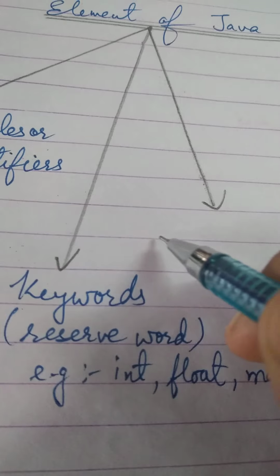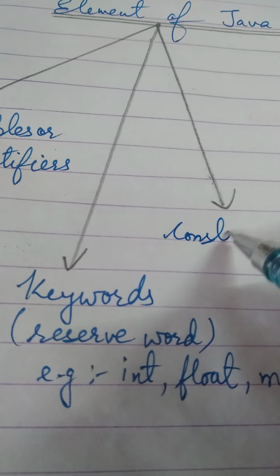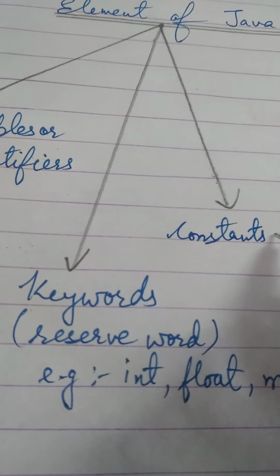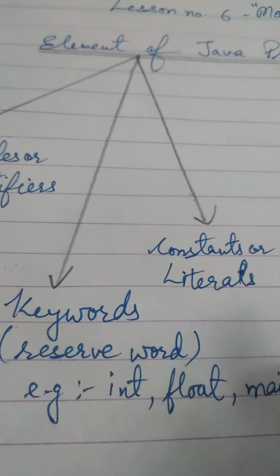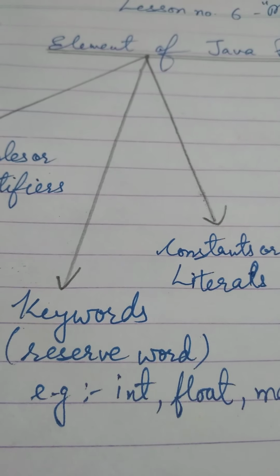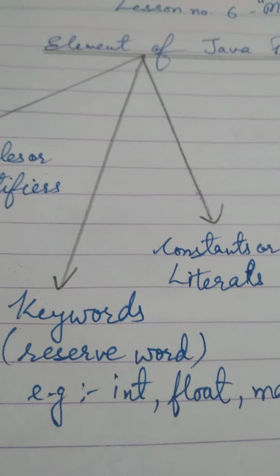Number 3 is your constants. Constants or literals, one and the same thing. Now, what is the main use of your constants and literals? Constants and literals are used to have a constant value or a fixed value. The variable's value may change, but the constant's value remains the same or fixed. So that is why we use constants.